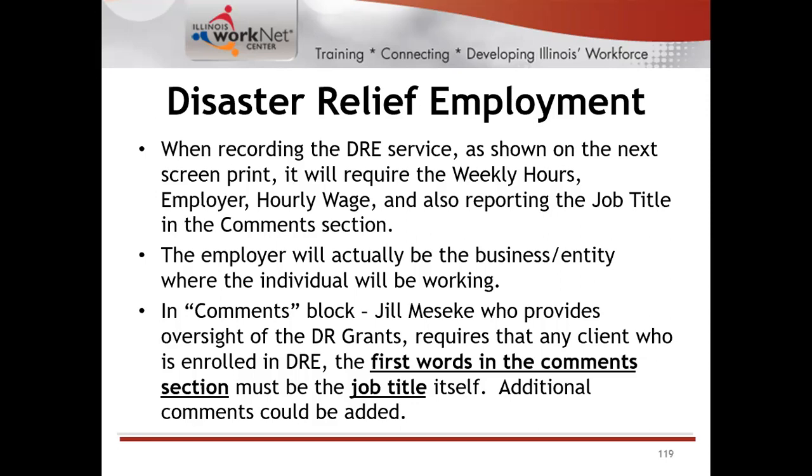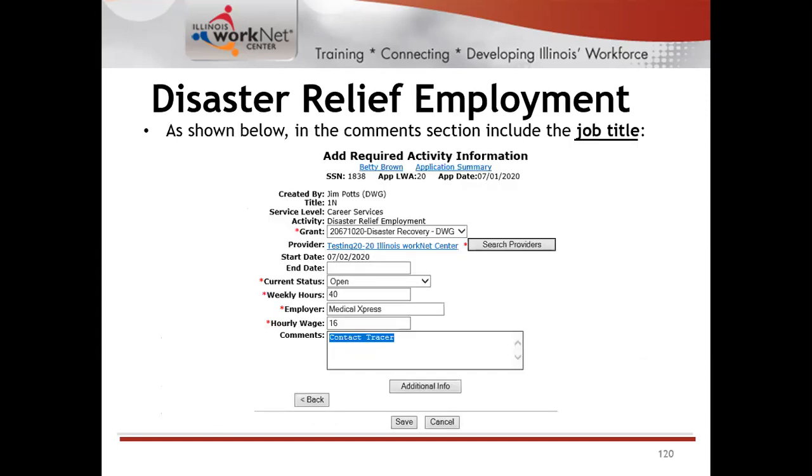Some other details when you're recording that service of disaster relief employment. It's really important that in the comment box, it's recorded the job title that the person's going to go into. What we're going to need this for is there's going to be reports run, and when they need to figure out the different job titles people are going to receive, we're going to have our programmers run reports, and it's going to be pulling information out of the comments block, but it's going to only be looking at the first certain number of characters within the comment blocks.